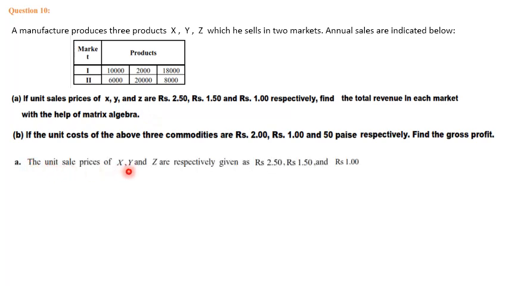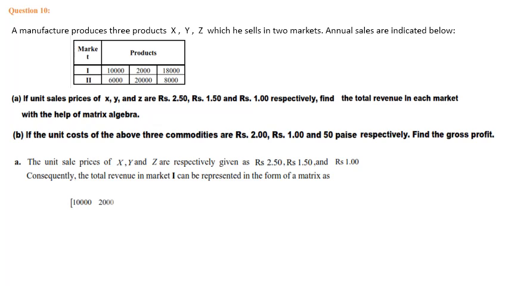The unit sale prices of X, Y and Z are given as rupees 2.50, rupees 1.50 and rupees 1, copied from the question. Then in matrix form we can write this data as a product of a row matrix and a column matrix. In the row matrix we include the number of quantities from the first market, 10,000, 2,000 and 18,000, and in the column matrix we write the unit sale prices of X, Y and Z, that is 2.50, 1.50 and 1.